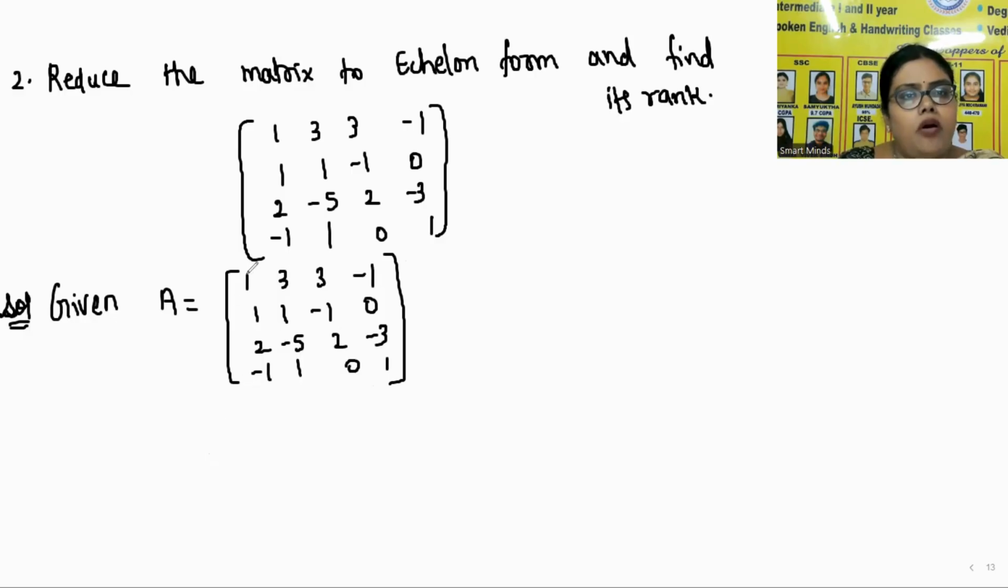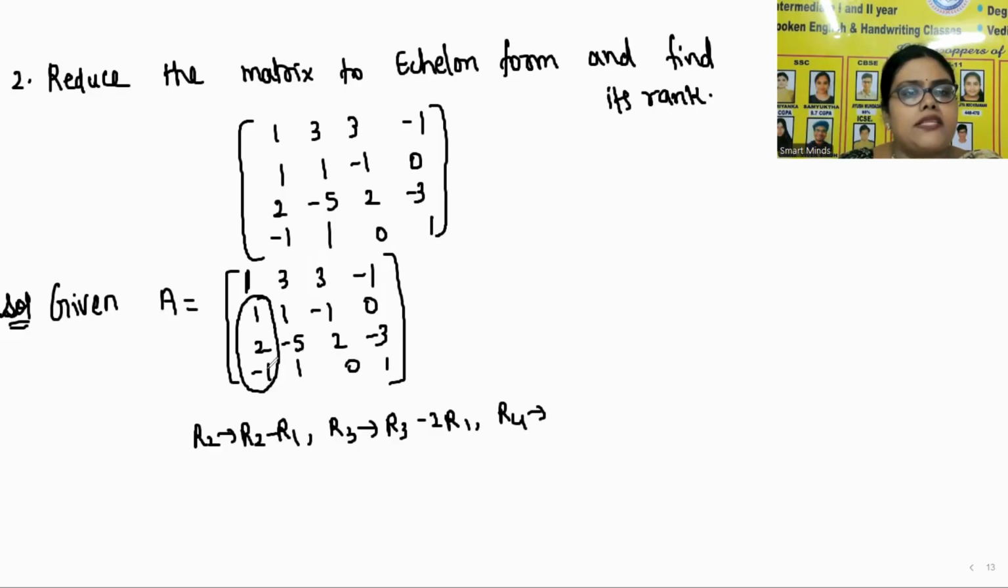Okay. Now already the first element is 1. So below 1, whatever numbers you have, let us make those zeros. These three numbers we will make zeros by using the first row. So R2 is R2 minus R1. R3 is R3 minus 2R1. And R4, if you add them, you will get a 0. Minus 1 plus 1 makes 0. So here we have to add. When there is change in sign, we have to add. When they are of the same sign, we have to subtract. So R4 is R4 plus R1.